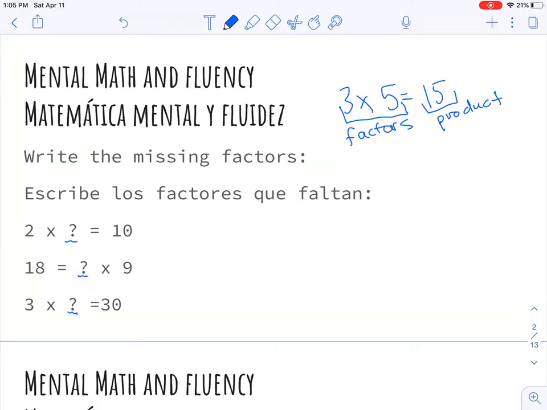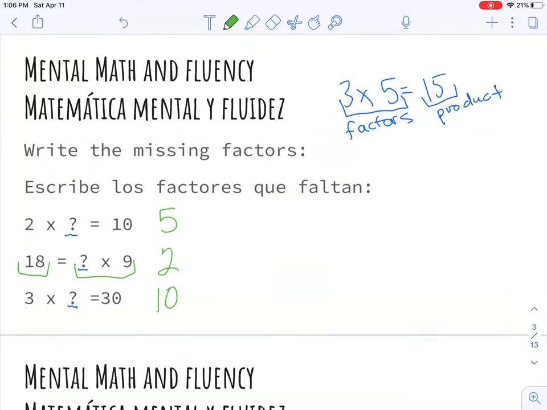All right, so let's look at these problems. What are the missing factors? 2 times what equals 10? You should have said 5. 18 is what times 9? That one's written just backwards, but it doesn't matter. 18 equals something times 9. So that would be 2. 2 times 9 is 18. And then 3 times what is 30? 3 times 10 is 30. So those are factors for these problems.